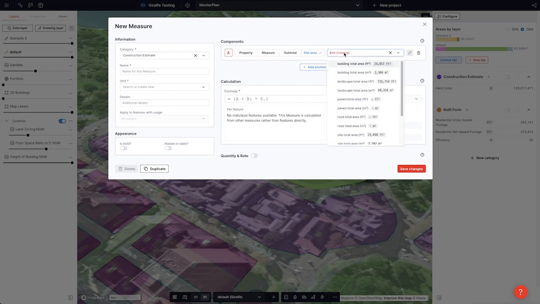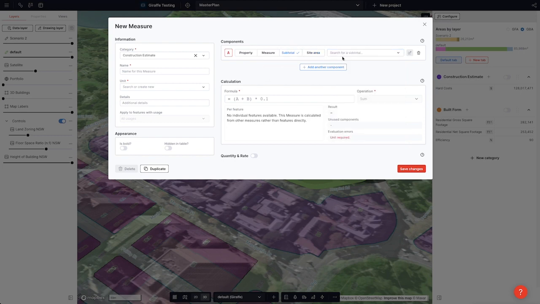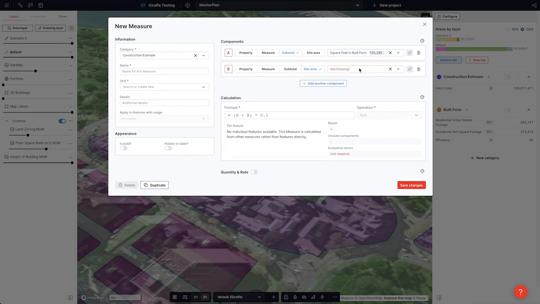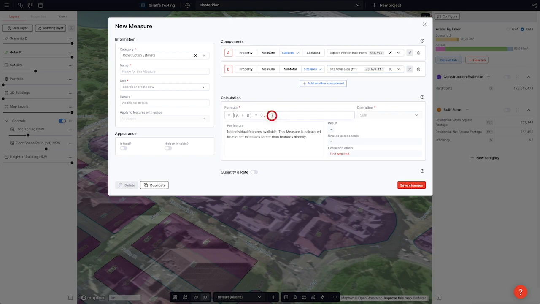And lastly, the site areas. Think of these as areas that are pre-dynamically calculated within the boundary of the site. Let's do a quick ratio of the total square feet in built form divided by the total area of the site. Component A multiplied by B. This will give us our FAR. It's unitless. There we go.